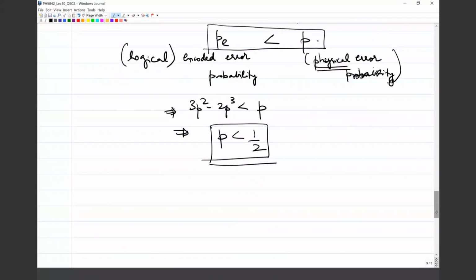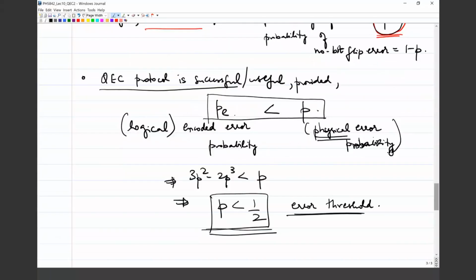So this is often called an error threshold. It's a certain noise level above which error correction fails. If your noise is such that this P is greater than half, or if the single bit flip probability is greater than half, you might as well leave the bare qubit as it is. At that point, error correction is not going to help you. The encoded error rate will not be less than the physical error rate, right?